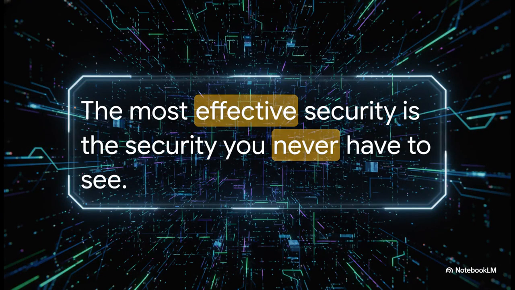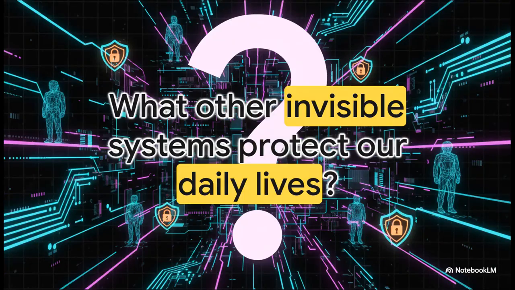And that really gets to the heart of it, doesn't it? The most effective security is the security you never even have to see. The very best systems that protect us are the ones that work so smoothly, so seamlessly, that we're not even aware they exist. In a way, their invisibility is the ultimate sign that they're doing their job perfectly. So, the next time you see one of those simple little login screens, maybe you'll think about the complex, powerful guardian standing watch just behind it. And that kind of leaves us with a bigger question to chew on, right? What other invisible systems are out there, working perfectly in the background every single day just to make our lives feel so simple and so safe?